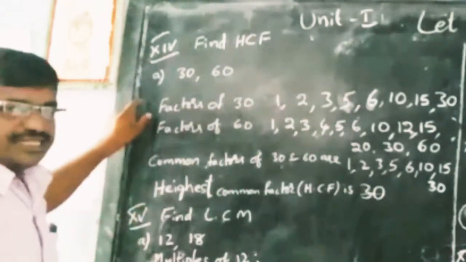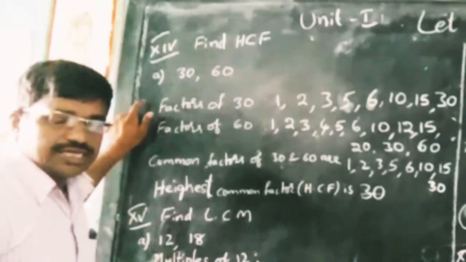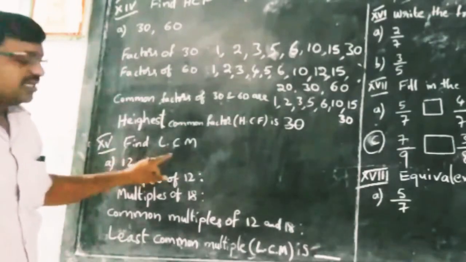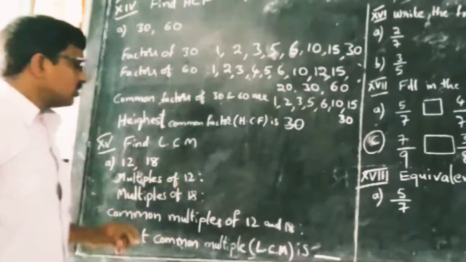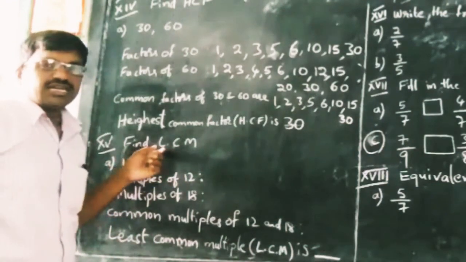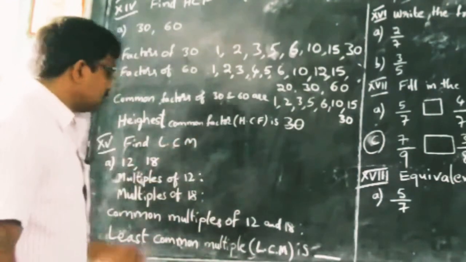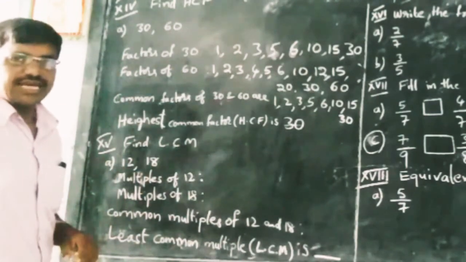Now the remaining B, C, D bits, we have to find the HCF. Now 15th bit, find the LCM. So what is LCM? LCM is nothing but least common multiple. So they are asking the LCM of 12 and 18.